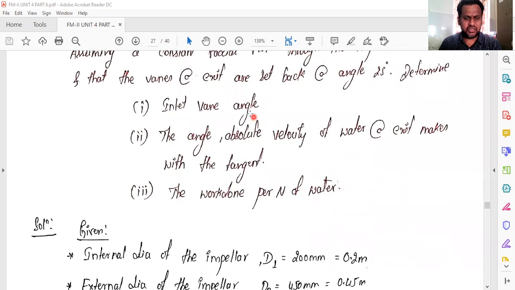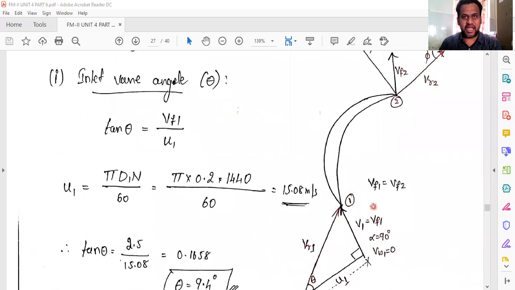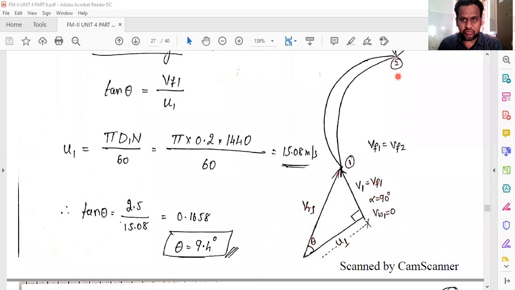To solve this particular problem, you should know the velocity triangle diagram for the centrifugal pump. This is the vane, correct? 1 indicates the inlet point and 2 indicates the outlet point. If you draw the diagram, it remains the same. The only thing is you should know in this diagram where VR1, VF1, VW1, U1, U2, theta, beta, phi are. All these things you should know, then only you can solve the numerical.